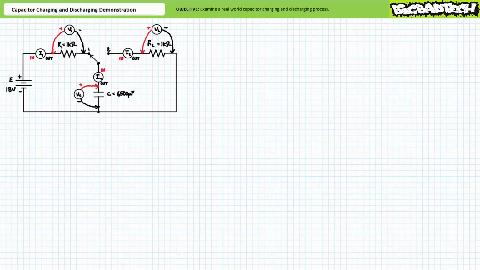Instrumentation is configured in the following fashion. Voltmeter 1 measures voltage across R1, positive to negative, left to right. Ammeter 1 measures current through R1, in to out, left to right. Voltmeter C measures voltage across the capacitor, positive to negative, top to bottom. Ammeter C measures current through the capacitor, in to out, top to bottom. Voltmeter 2 measures voltage across R2, positive to negative, left to right. And finally, ammeter 2 measures current through R2, in to out, left to right.